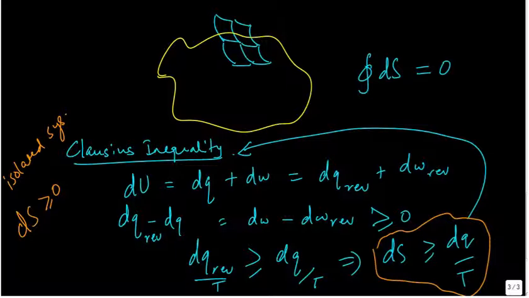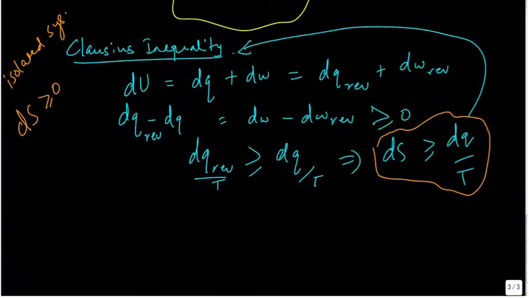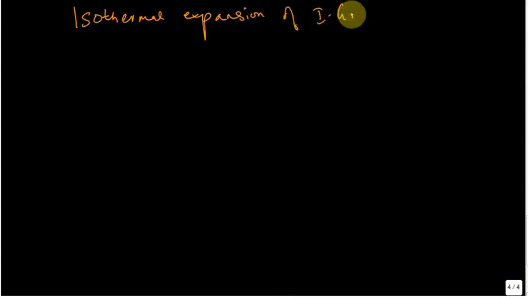Okay, so with those kinds of tools in our hands, let's see if we can solve some things, if we can know some things about entropy. Let's look at some simple ones. So for example, isothermal expansion of an ideal gas. What would be delta S?